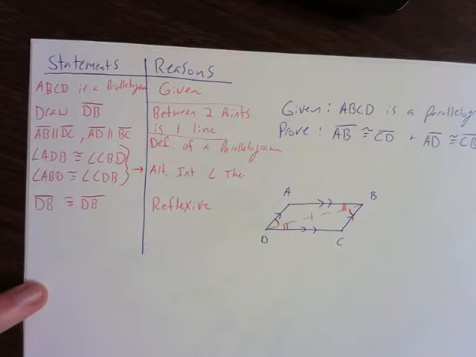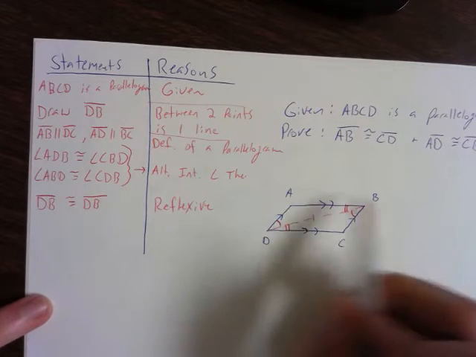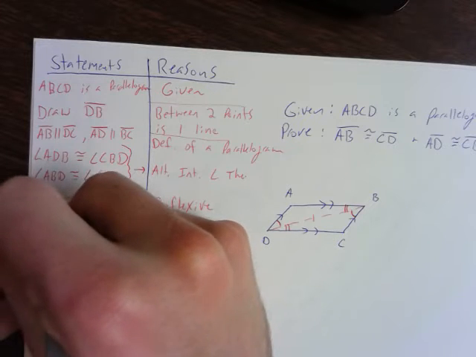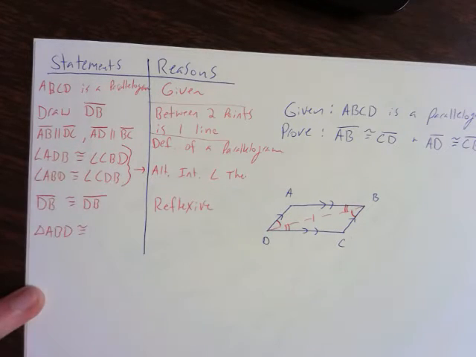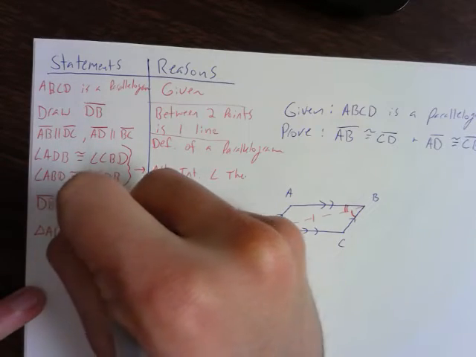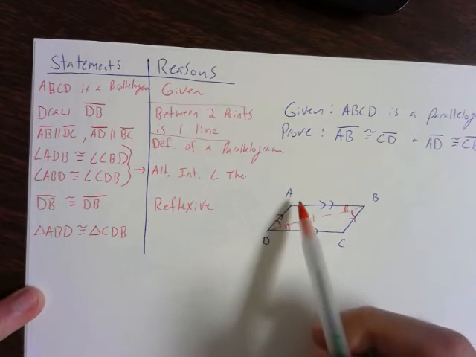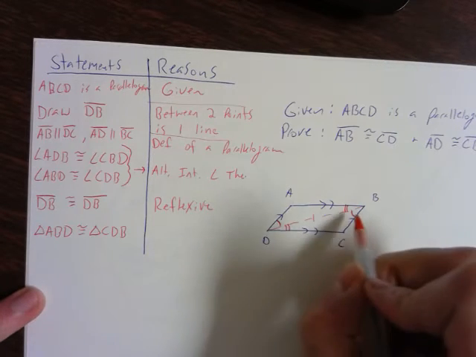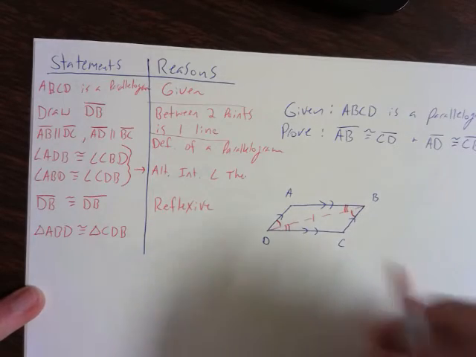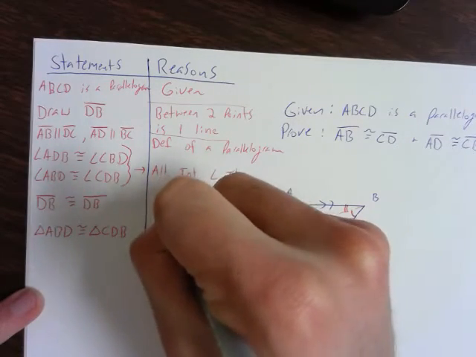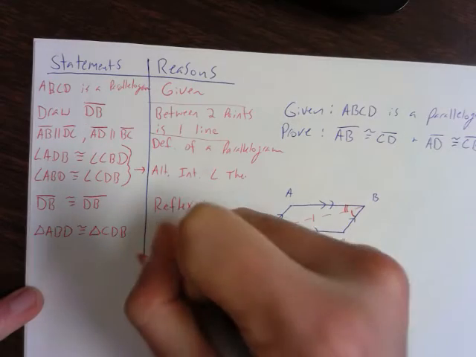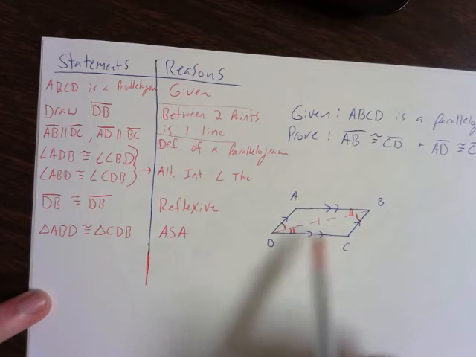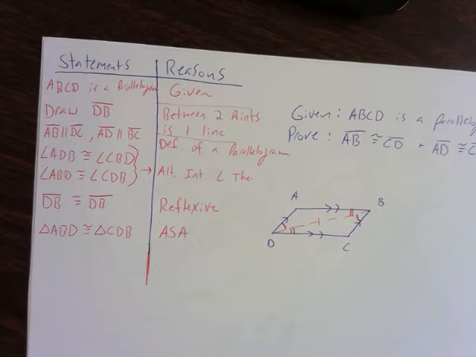Okay, so now I can prove that triangle ABD is congruent to triangle CDB. So triangle ABD and triangle CDB are congruent because of angle, side, angle. So angle, side, angle. I'll extend that a little bit more. Okay, so I've proven that these two triangles are the same because of angle, side, angle.